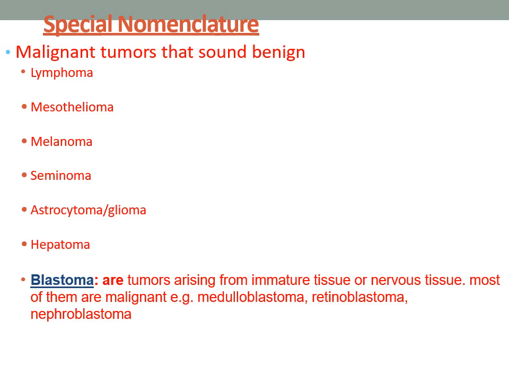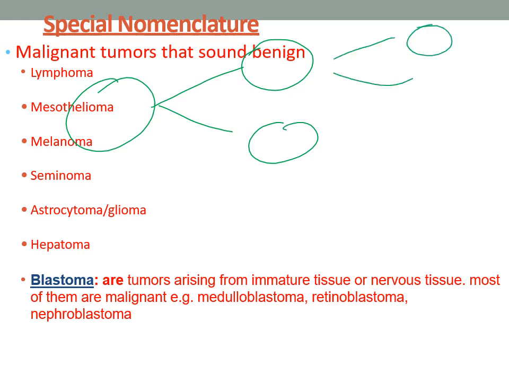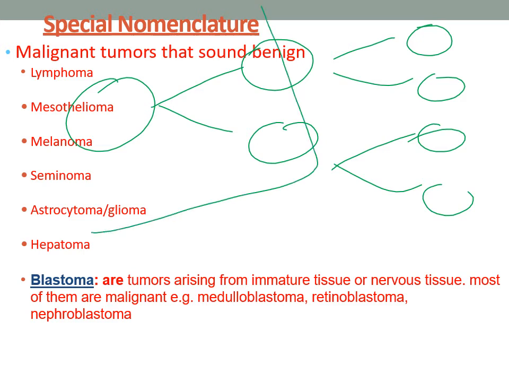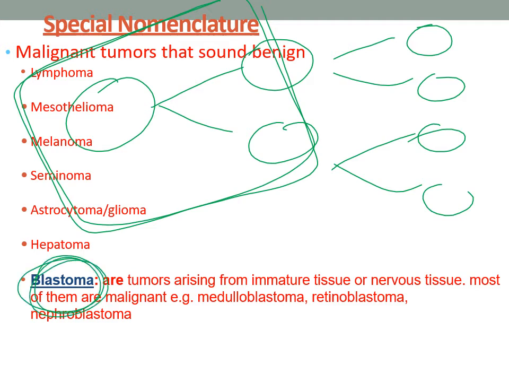Okay, coming to blastoma. Blastomas are tumors arising from immature cells. Remember, when a cell is dividing, it starts from a single cell. This single cell is immature. As the cell proceeds with division, it matures and differentiates. So a malignant cell arising from immature cells, which are not well developed, not well matured, is known as blastoma.